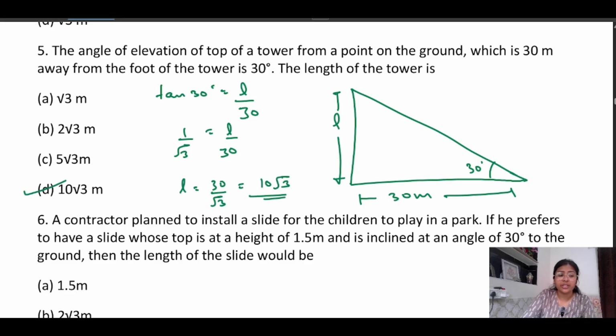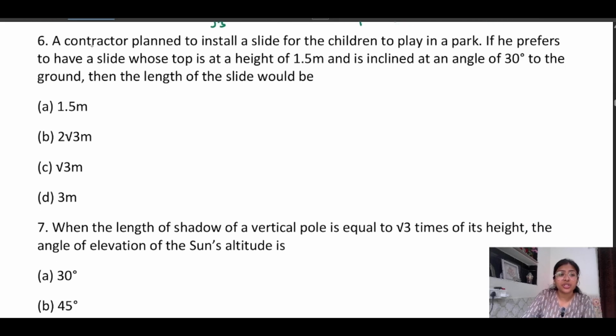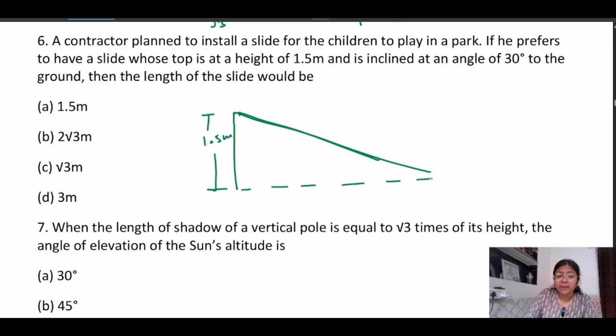Means option D. लर्नर्स, आपको खुद से फिगर, वीडियो को पॉज करें, आप खुद से फिगर बनाने की कोशिश करें। अगर आपको नहीं आता है तो आप इसमें देख सकते हैं। Okay, the next question is a contractor planned to install a slide for children to play in a park. If he prefers to have a slide whose top is at a height, this is our slide, whose top is at a height of 1.5 meter inclining at 30 degree. So they are asking the length of the slide.